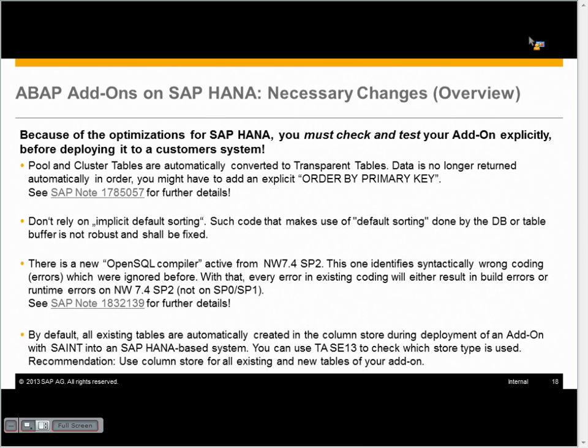And last but not least, by default, all existing tables are automatically created now in the column store mode during the deployment of an add-on. This is the recommended way and usually has a much better performance. However, there are some very rare exceptions where a row store table would behave better, and you should also check this. And you could use the transaction SE13 to check the store type and also to change the store type.